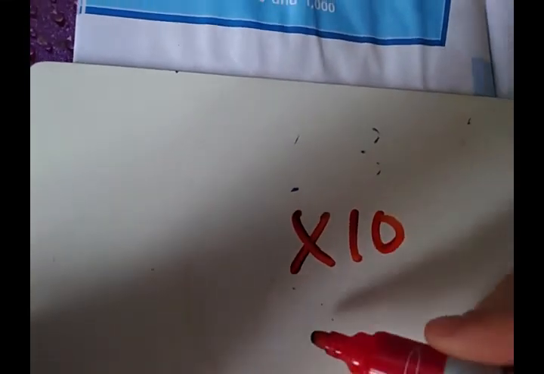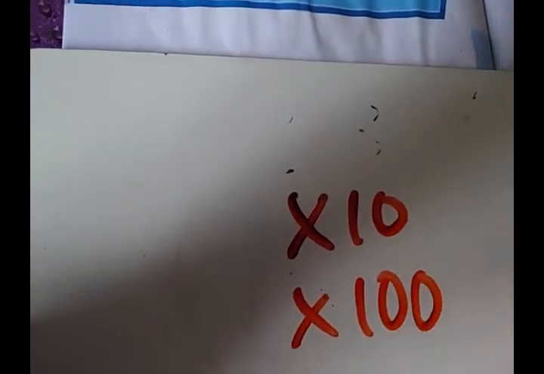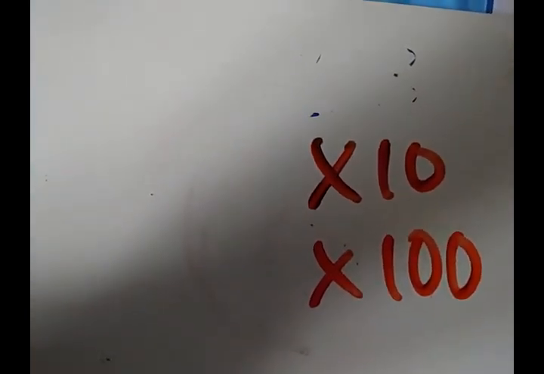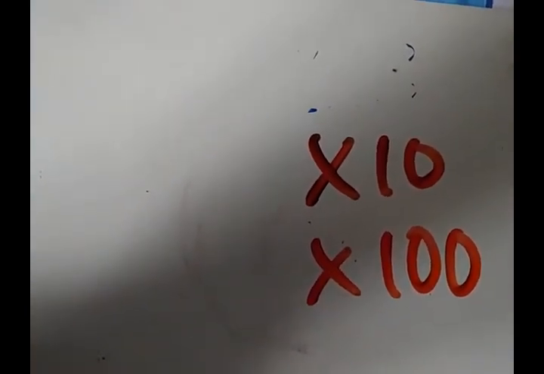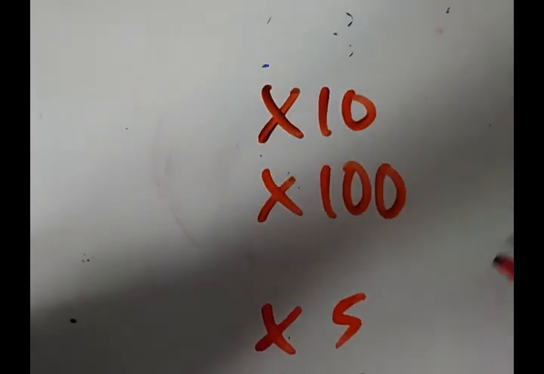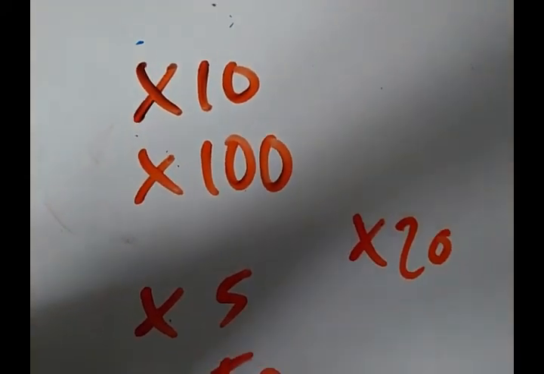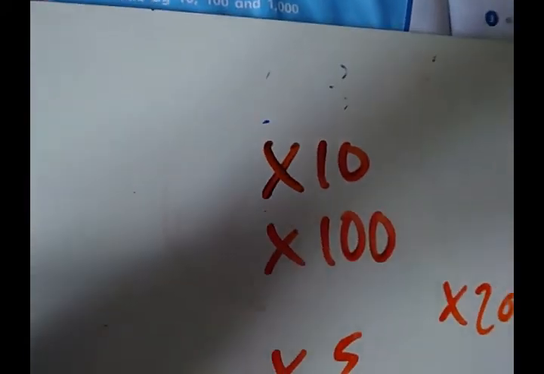Let's try again. If you know how to times by 10 and you know how to times by 100, sometimes they might throw something at you like, how about times 5? Or how about times 50? Or how about times 20? You may think, well, what's that got to do with timesing by 10, timesing by 100, times by 1000? Well, if you think about it, it's actually pretty simple.